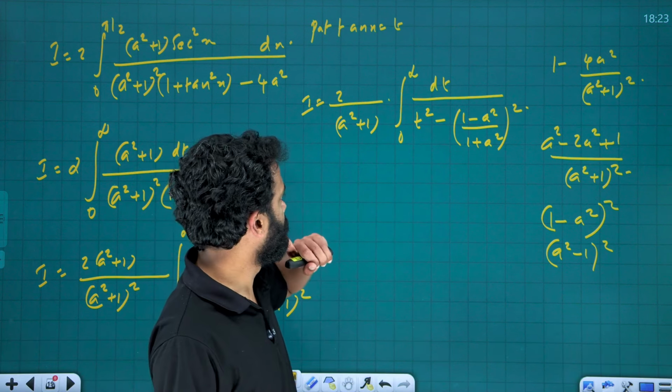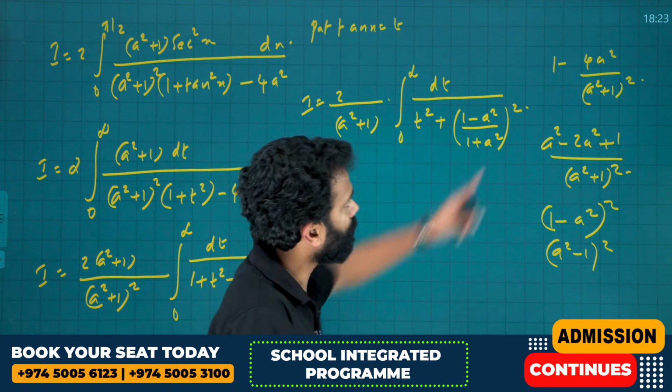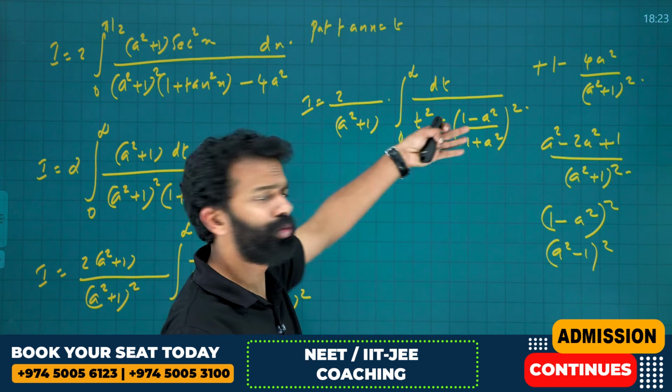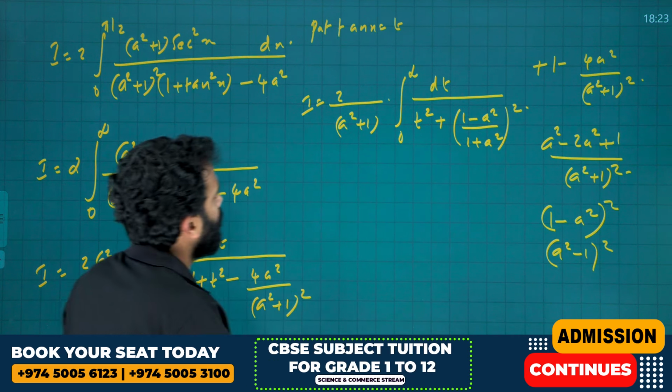So, this is 1 plus, okay, 1 minus 4a square by a square plus 1 whole square. This is the formula of tan inverse, right? We can easily go for the answer here.